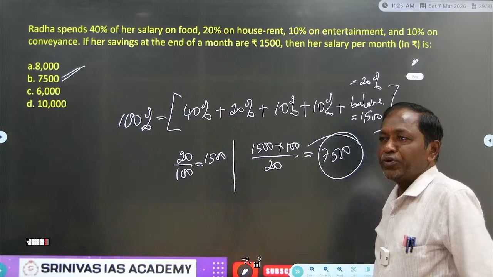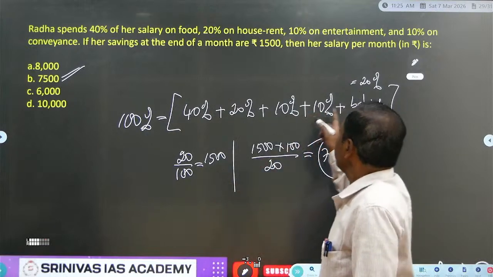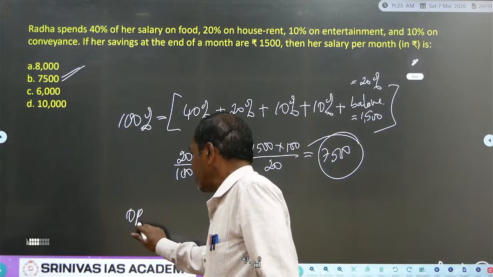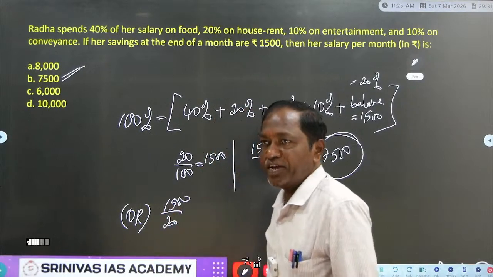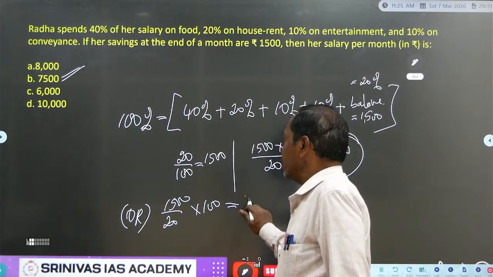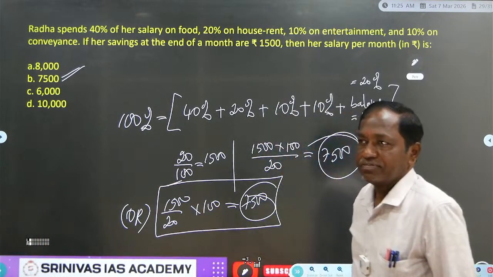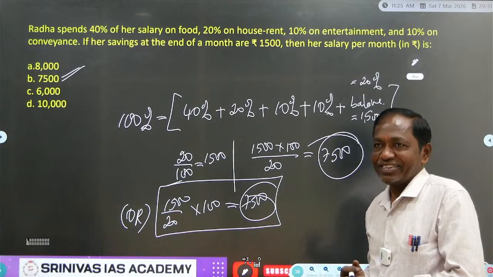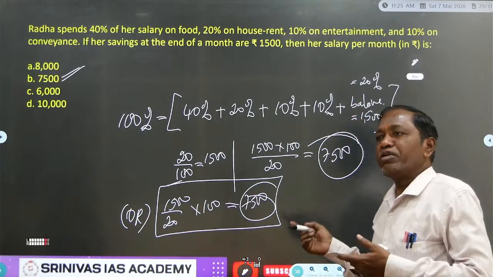Alternatively, you can do it much simpler also. You put up all the totals. What is the balance left in percentage? 20%. What is the money? 1500. Or you can take this calculation: 1500 divided by 20, you will get the 1% value. What is the salary? 100% into 100. You will get the same thing. This is the simplest form of calculation. Instead of writing the equation, you can reduce one more step here. When 20% is equal to this, 1500 by 20, you will get the 1% value.